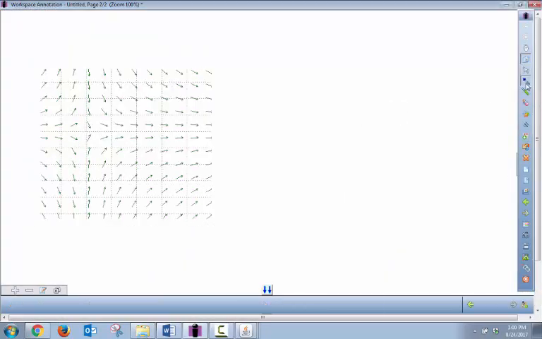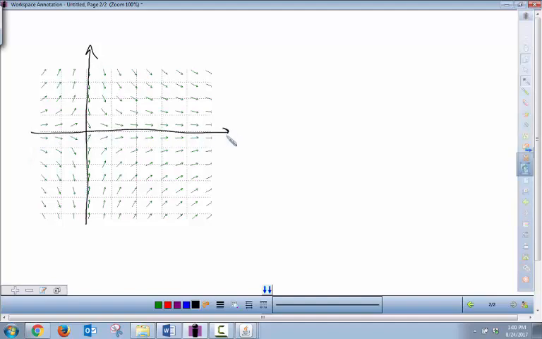And it might be good if we actually drew the x and y axes there. So this would be your slope field for dy dx equals negative y over x. So this wasn't the one I wanted. I wanted something else. Anyways, we're here. This is what we got. Let's move on.